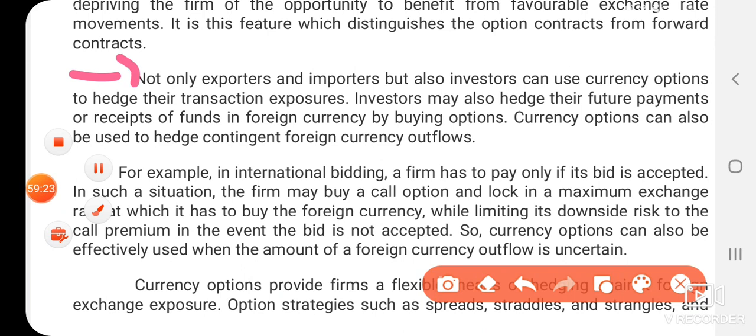Not only exporters and importers but also investors can use currency options to hedge their transaction exposure. Investors can also hedge their future payments or receipts of funds in foreign currency by buying options. Currency options can also be used to hedge contingent foreign currency outflows, meaning outflows that may or may not happen.